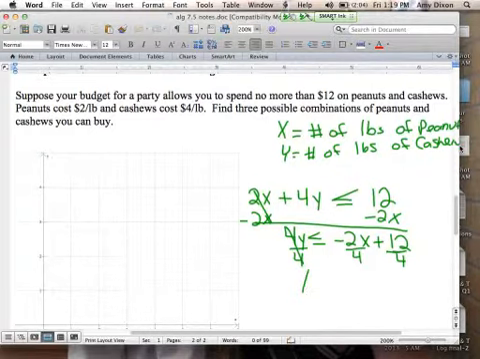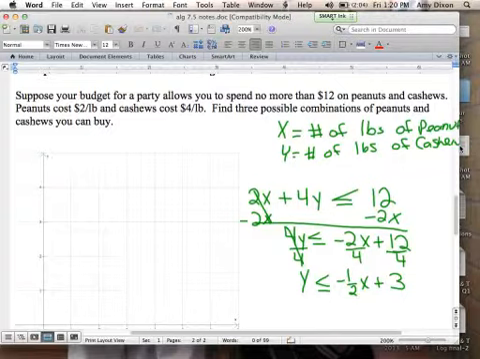Cancel out the 4's. We get y is less than or equal to... what is 2/4 in fraction? What is that? Negative 1/2. Negative 1/2 x plus 3. So that is the inequality that we are going to graph.